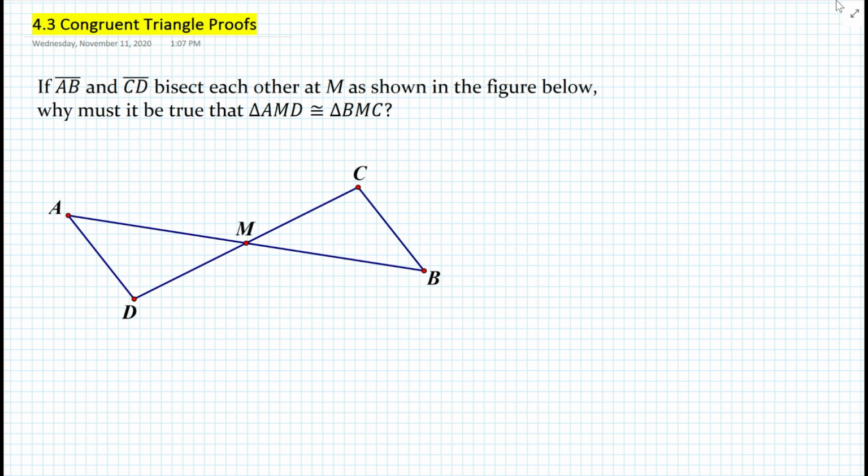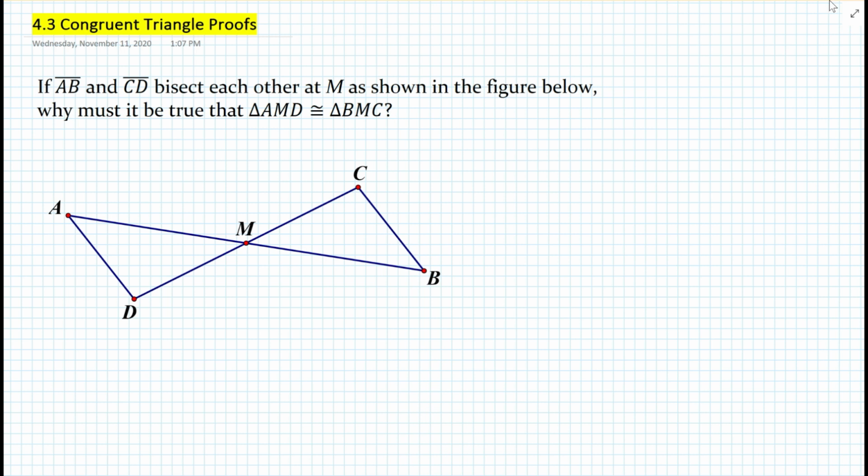In today's lesson, we will be learning about congruent triangle proofs. So let's get started with the following problem. If segment AB and segment CD bisect each other at point M as shown in the figure below, why must it be true that triangle AMD is congruent to triangle BMC?